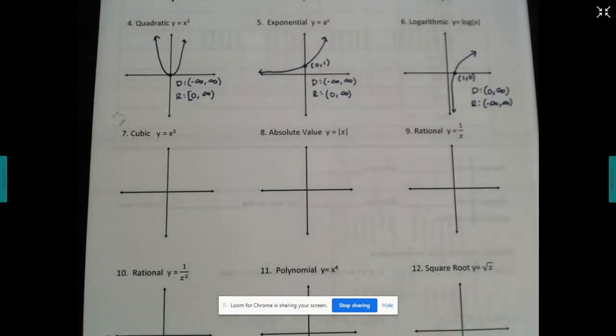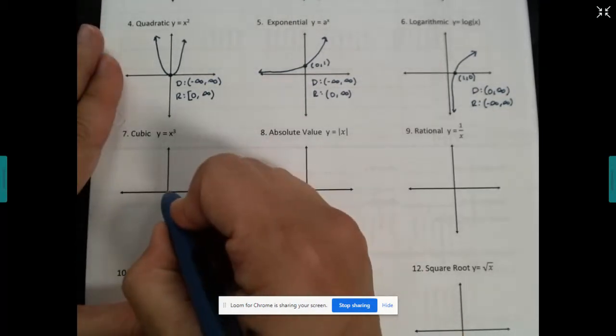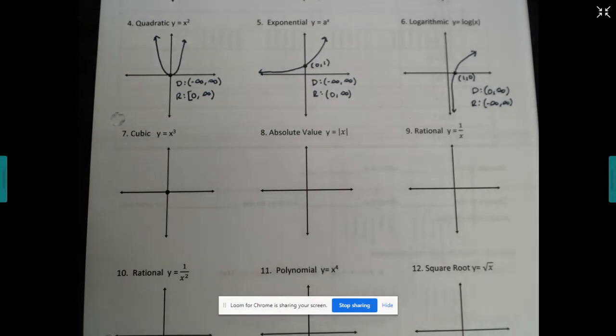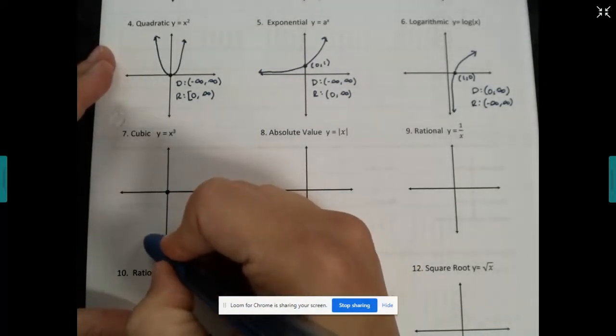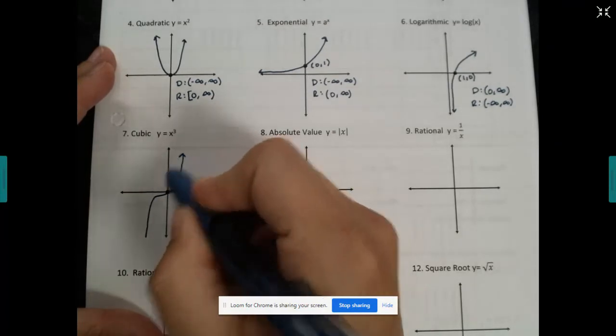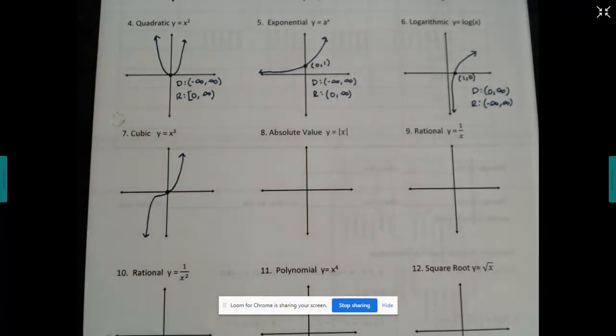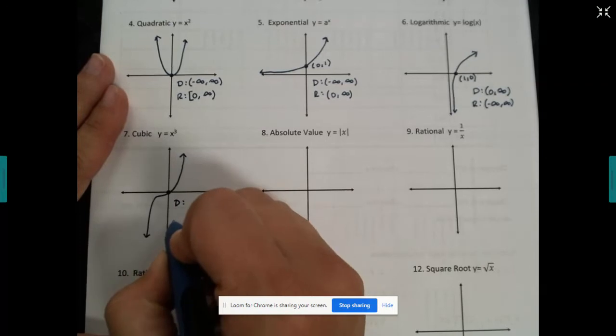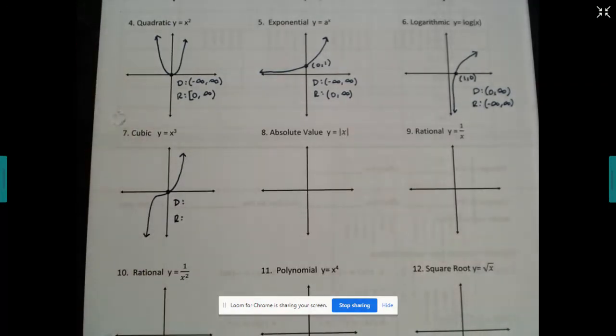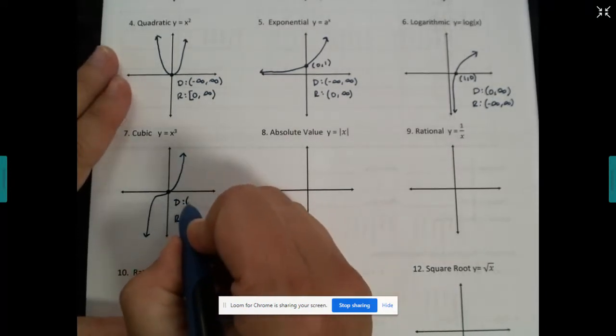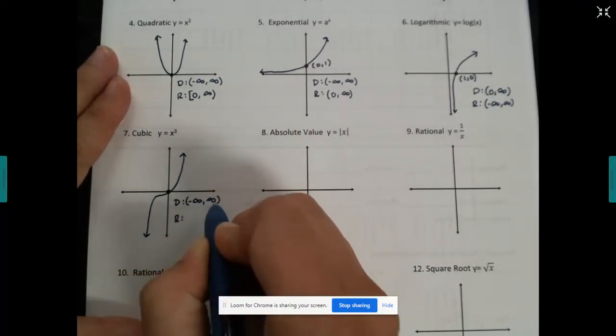Okay, so a cubic or an x to the third also crosses through 0, 0. And it kind of makes a little S shape. So it kind of goes like this. And then if we look at domain and range, does it stop in any direction? Is it going left forever, right forever, down forever, up forever? Yeah, so it keeps on going. So negative infinity to infinity for both of these.